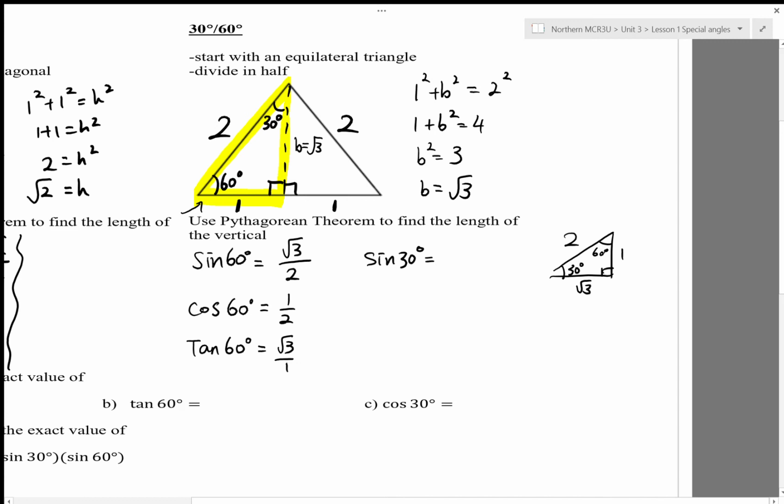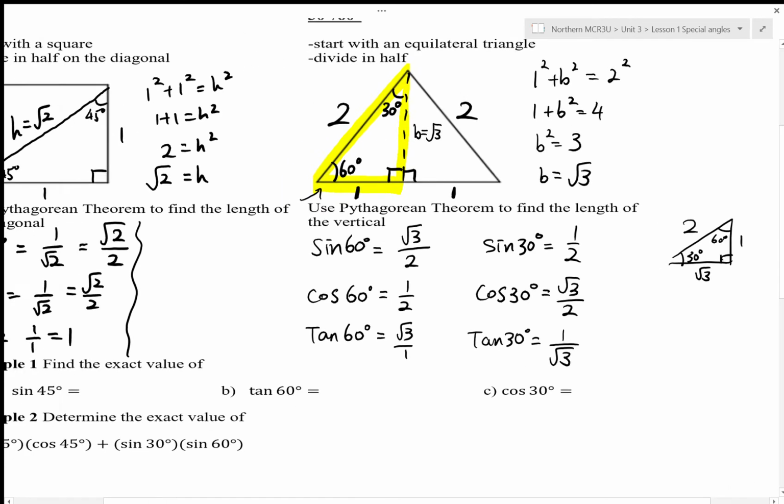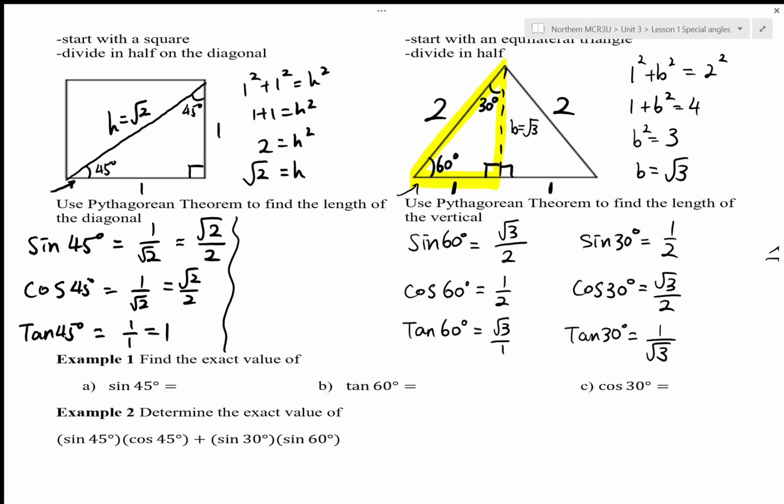Now, sine 30 degrees is opposite over hypotenuse, which is 1 over 2. And then cosine 30 degrees is adjacent over hypotenuse, which is the square root of 3 over 2. And then tangent 30 degrees is opposite over adjacent, which is 1 over square root of 3. So these are the special angles and the trigonometric ratios associated with them. There are 9 of them. So yes, you have to memorize these.